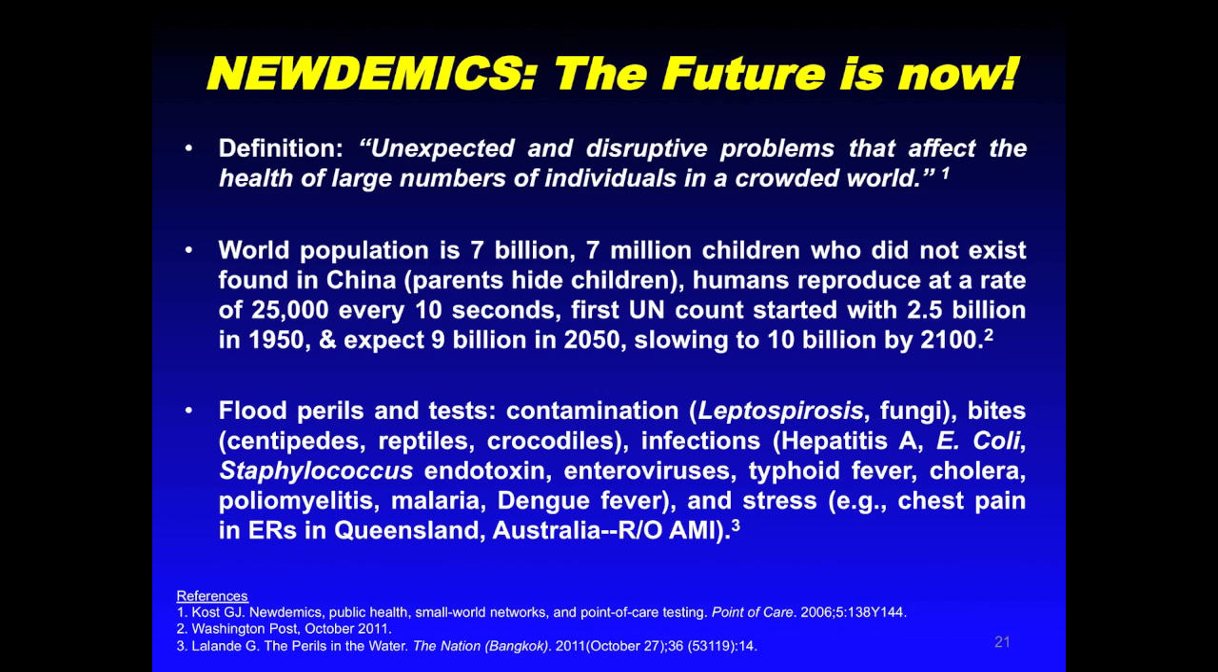Okay, we've shown that point of care testing is feasible. Well, are we likely to see more events such as we've seen in the past? Yes, because, and we have coined a word for these, pneudemics. We define pneudemic as unexpected and disruptive problems that affect the health of large numbers of individuals in a crowded world. The world population has now exceeded 7 billion people, and we see a future that brings a variety of perils and associated tests that are needed for them.